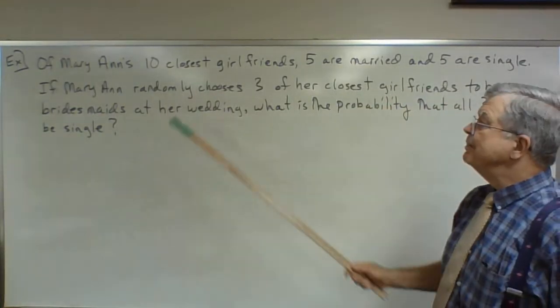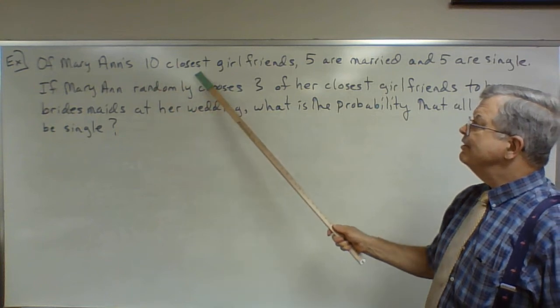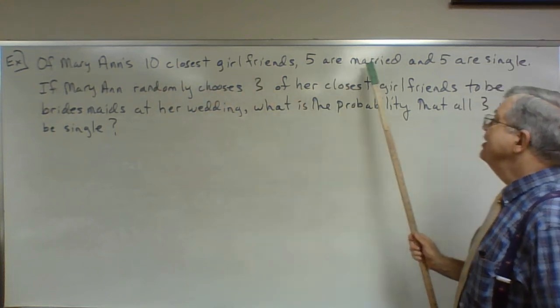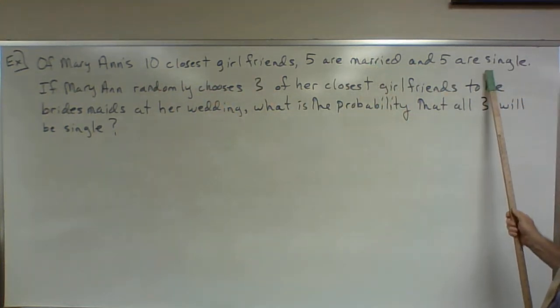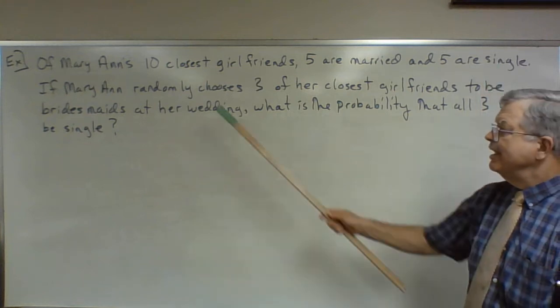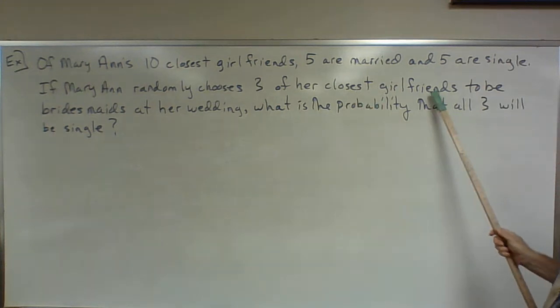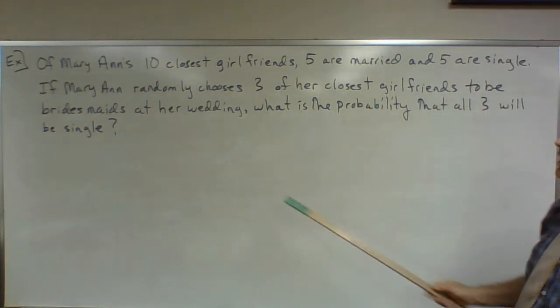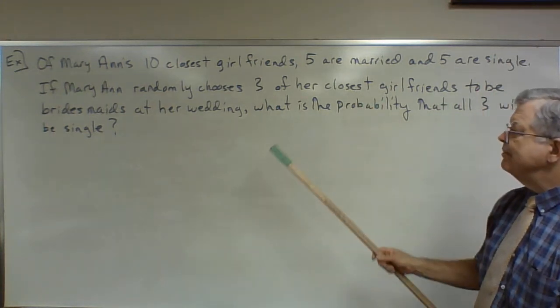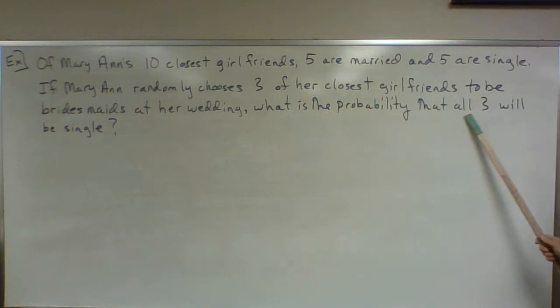First example: of Marianne's closest girlfriends, 5 are married and 5 are single. If Marianne randomly chooses 3 of her closest girlfriends to be bridesmaids at her wedding, what is the probability that all 3 will be single?